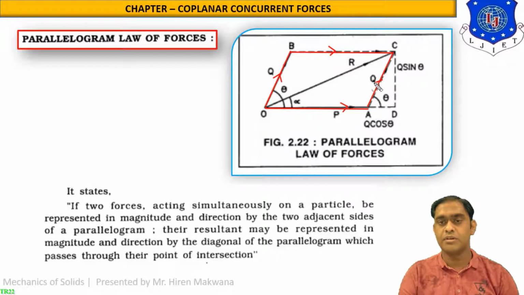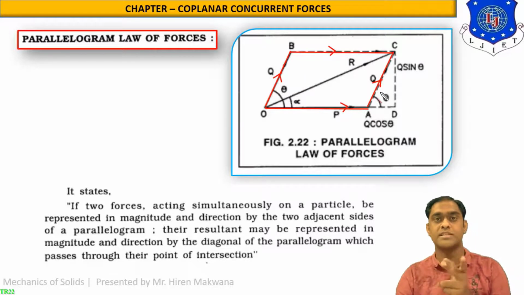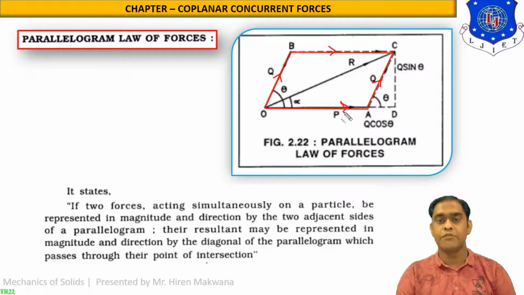So similarly on side AC the force is Q, because both the opposite sides are equal and parallel. So I have taken P force on horizontal axis OA and Q force on the inclined line OB. Now extending this line up to point D and drawing a perpendicular up to point C.